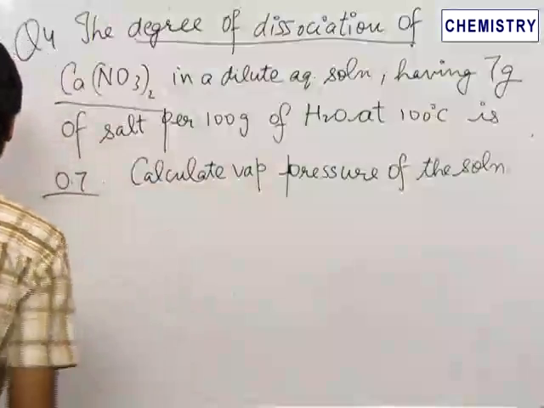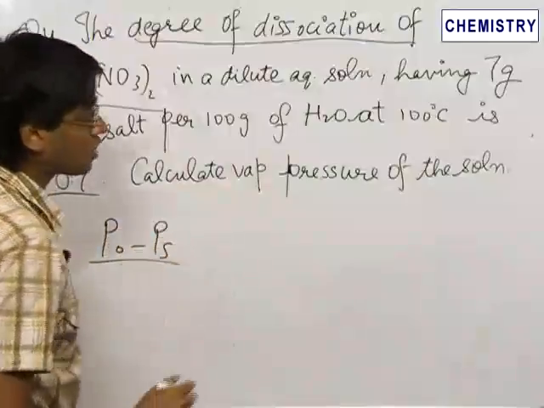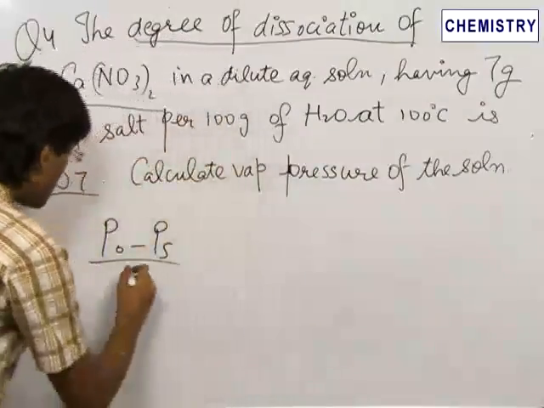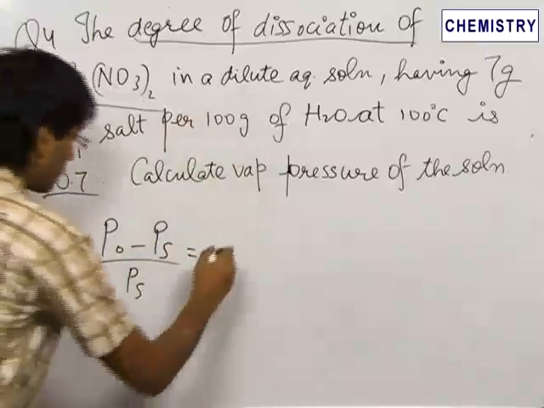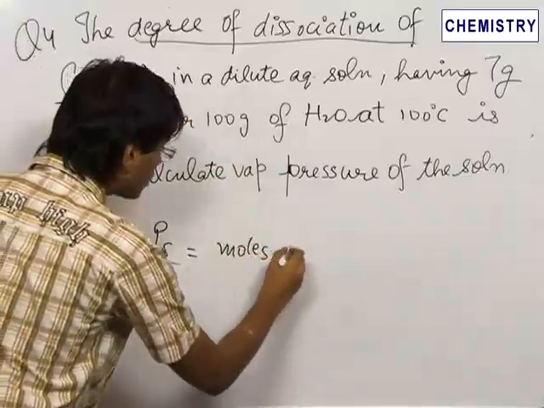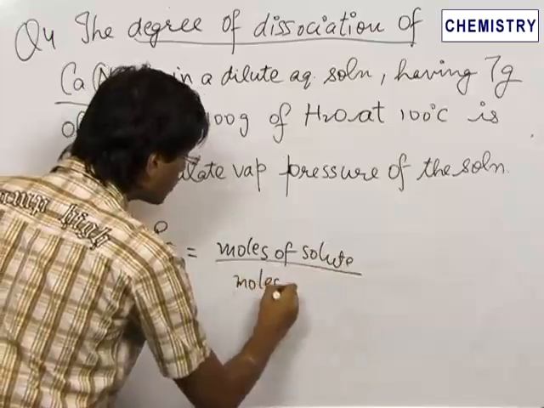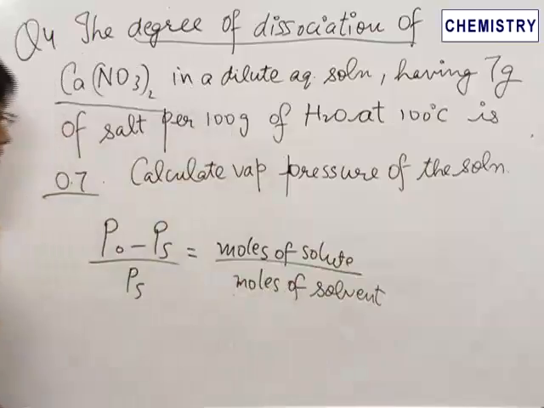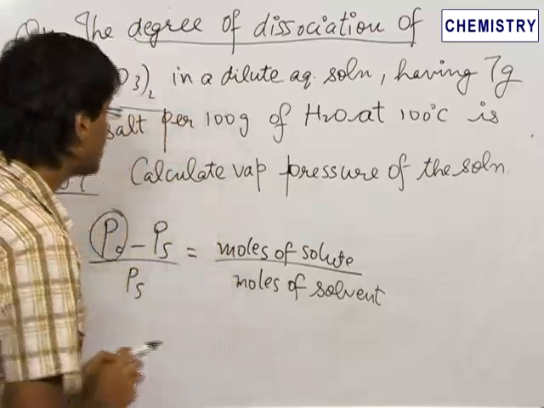Now we know that by Raoult's law, the relative lowering of vapor pressure is equal to the mole fraction of the solute. So the formula becomes (P naught minus Ps) upon Ps is equal to moles of solute upon moles of solvent, where P naught is the vapor pressure of the pure solvent and Ps is the vapor pressure of the solution after addition of the solute.